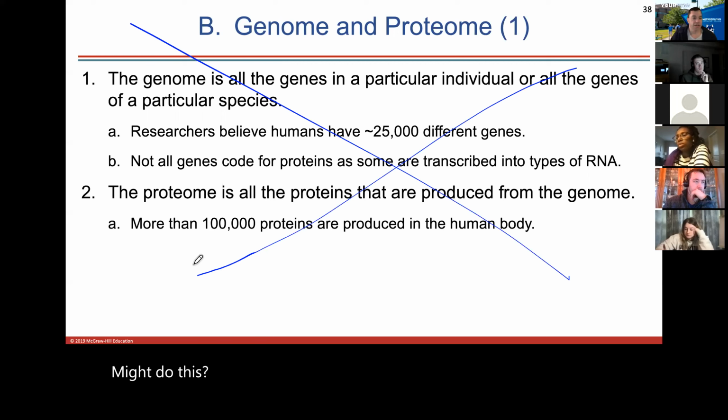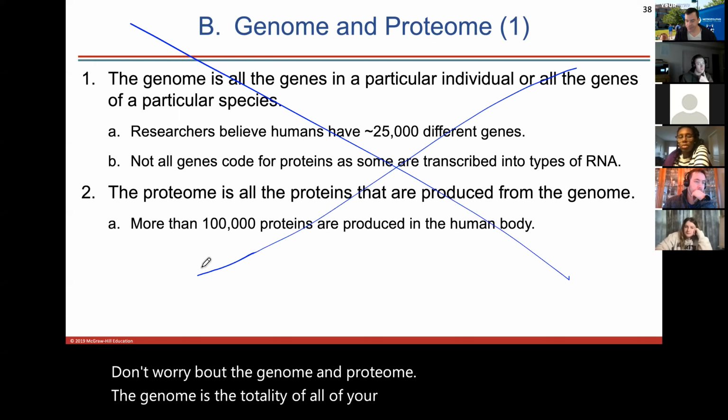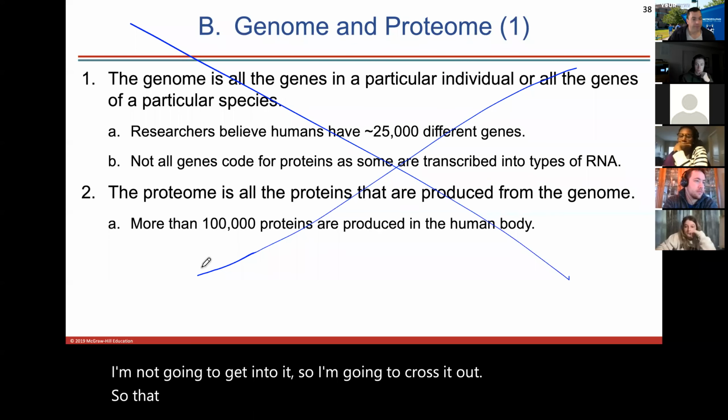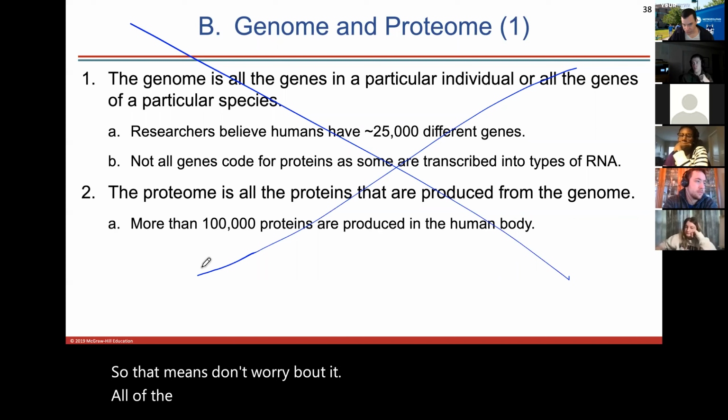Don't worry about the genome and the proteome. The genome is the totality of all of your genes in your DNA. I'm not going to get into it, so I'm going to cross it out. So that means don't worry about it. All of the proteins that the DNA codes for, that's referred to as the proteome.